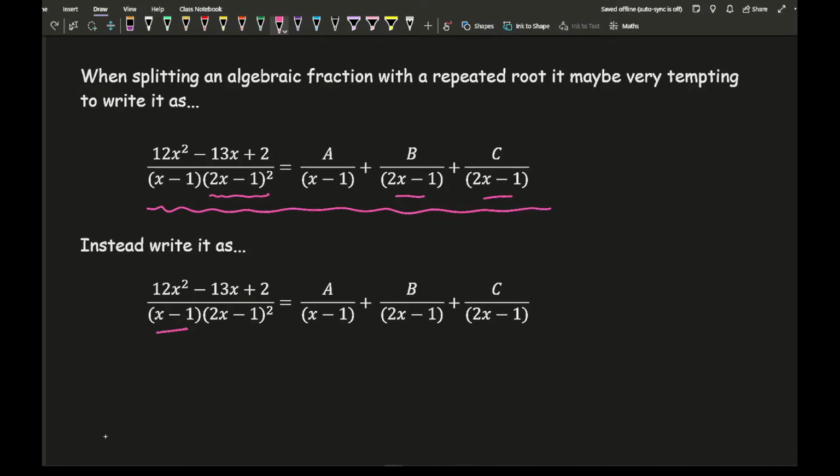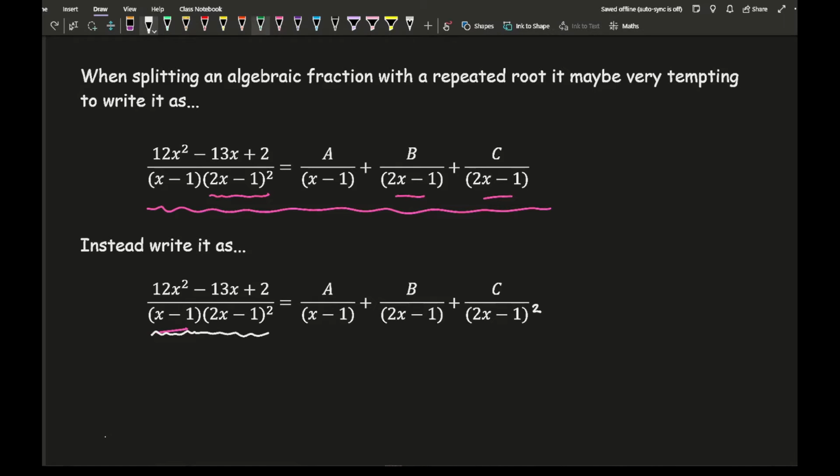Now for the repeated root we write one without the power and then we write one with the power. You might think, hang on a second, if I'm multiplying these 3 denominators together, surely I'm going to increase the degree of x by 1. Well actually you're not, because we want a common denominator. This one's just got 2, so our common denominator here would actually be 2x minus 1, 2x minus 1 squared. So this is how we need to be writing it.